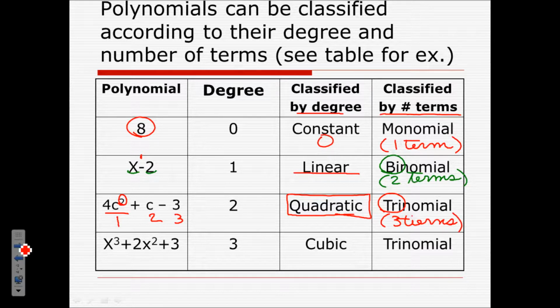One more example on this chart, we have x cubed plus 2x squared plus 3. This is also a trinomial because it has 3 terms. It's also called cubic. When you classify it according to its degree, anything to the third power is called cubic.